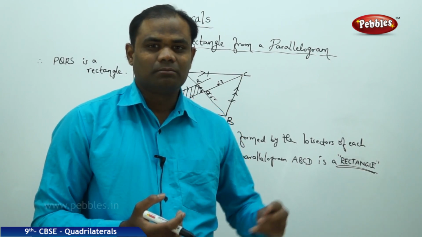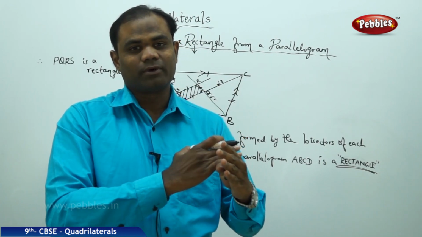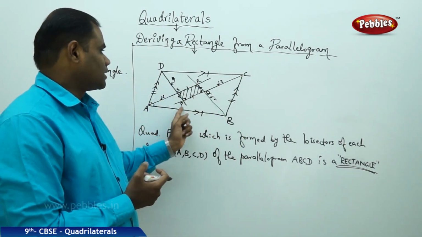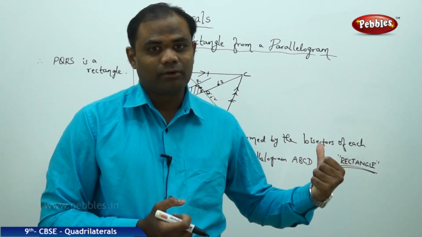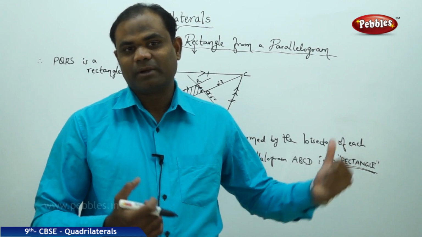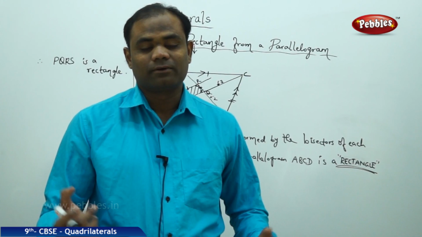So any parallelogram whose bisectors meet at 4 different points, that 4-sided closed region is called a rectangle. This holds for any parallelogram existing in the branch of mathematics. Rectangle derived from a parallelogram.